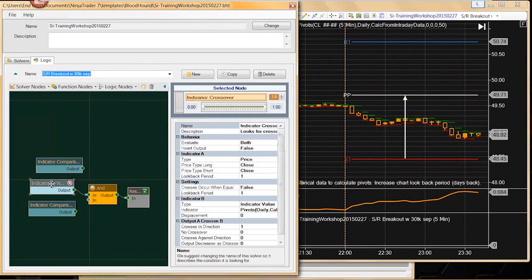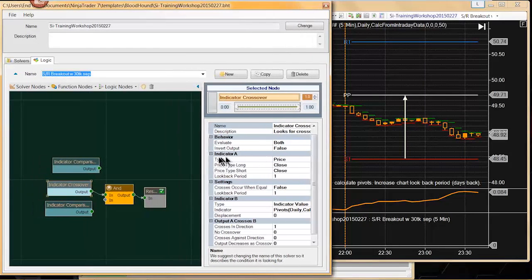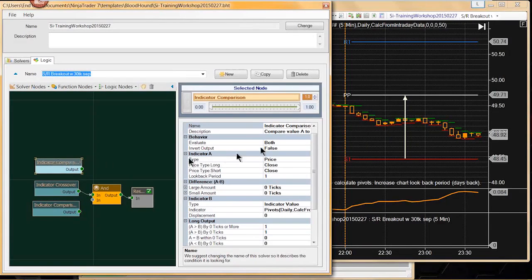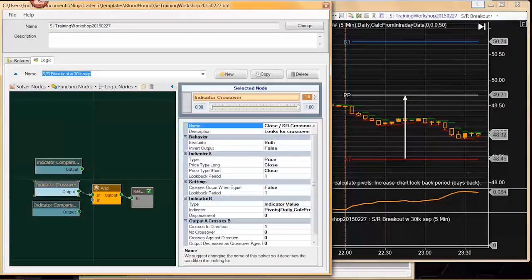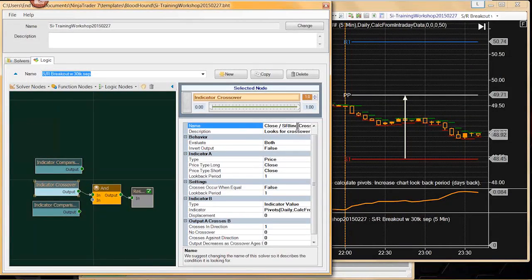So, if we only look at the crossover event, let me first give these solvers a name here. We're looking for the close to crossover some kind of support resistance line. So I'm going to name both of these solvers here.